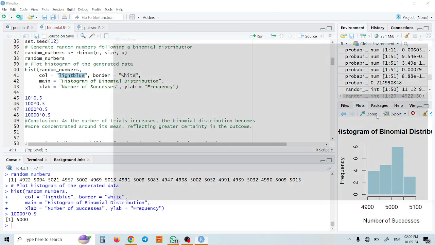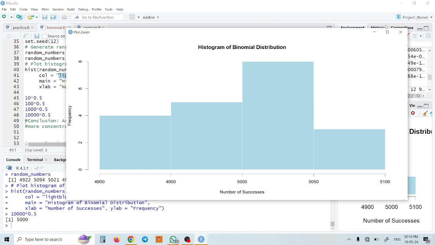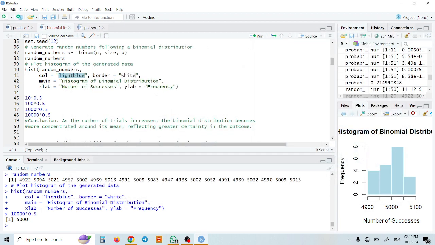So let us see the diagram. The mean is here, 5,000, and now your output has become very close to the mean. There is a difference of plus 50 and minus 50, so 4,950 to 5,050. So the output has become very close to the mean, 5,000, with a difference of only 50 observations. The outcome has become more and more certain. It is very close to the mean. If you know the mean, you can roughly say what the outcome is going to be if you repeat or increase the number of trials.